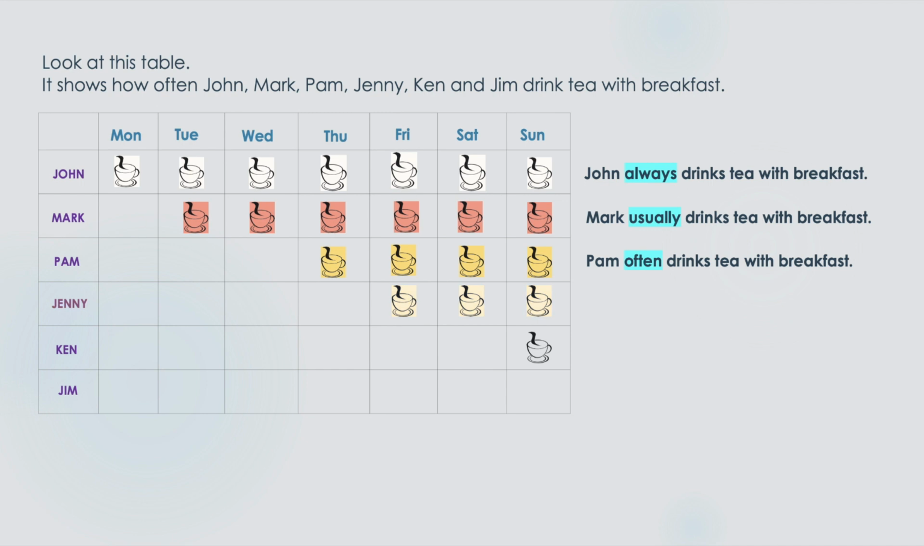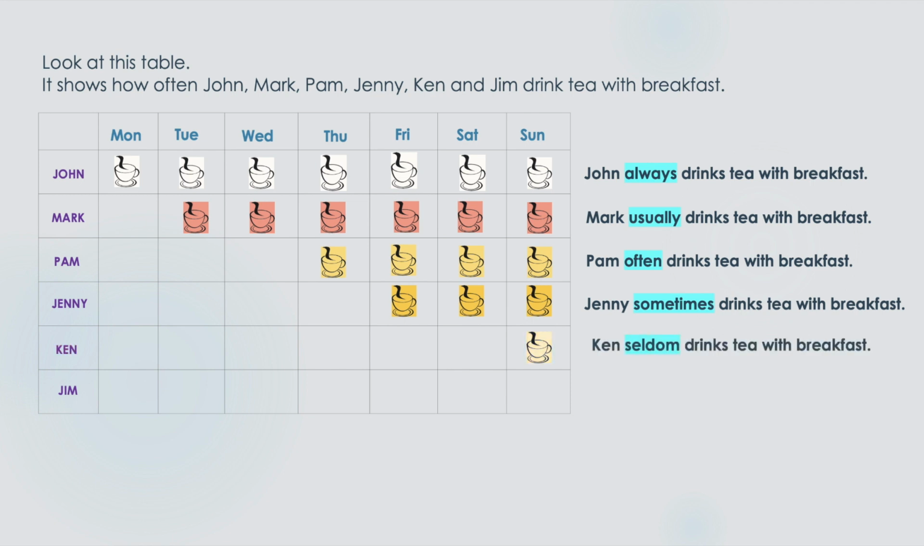Jenny drinks tea from Friday to Sunday, 3 days a week. So Jenny sometimes drinks tea with breakfast. Ken drinks tea on Sunday. So Ken seldom drinks tea with breakfast. Jim never drinks tea with breakfast.